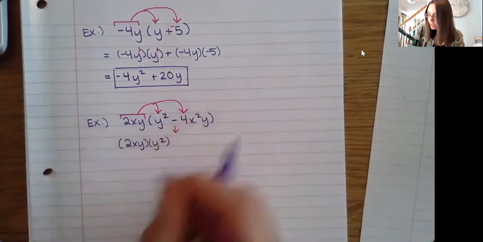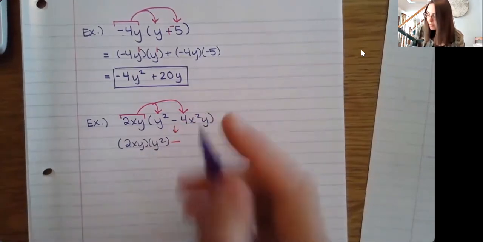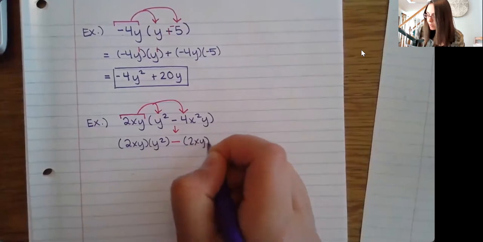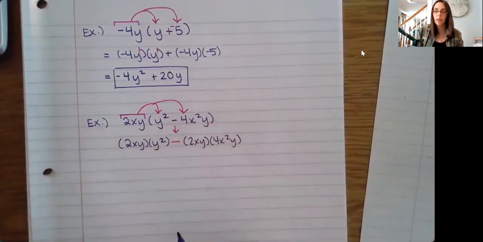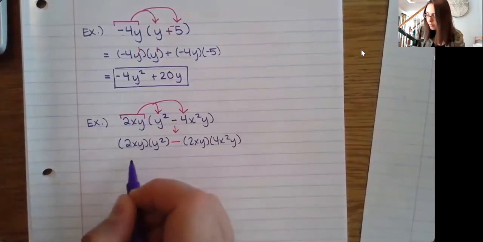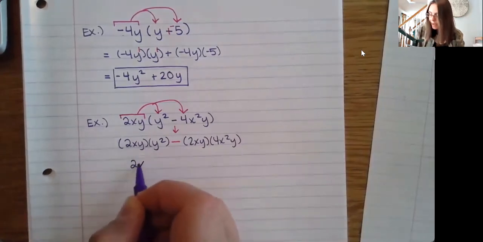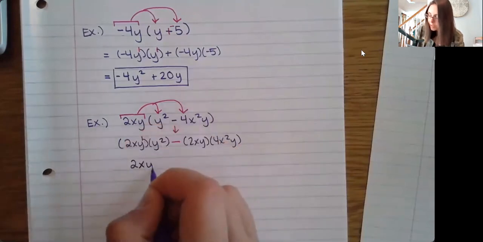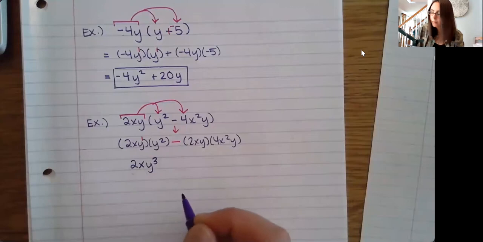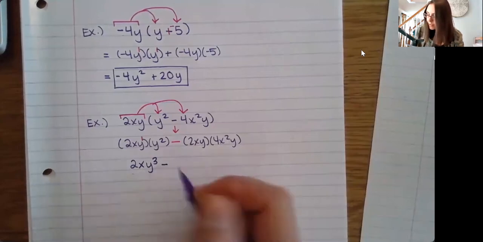So I'm just going to bring that subtraction sign right down. And then I'm going to multiply by the 2xy, and then I'll use the positive 4x squared y. So here I just have a 2 for a number. I don't have any other x's, but I have a y to the first power and a y to the second power. So adding those together, I have y to the third power. Bring down that minus sign.